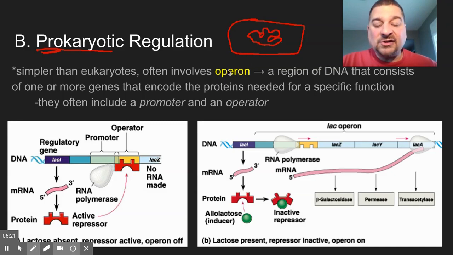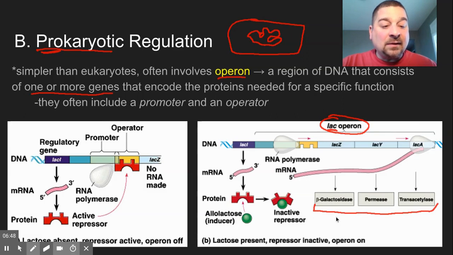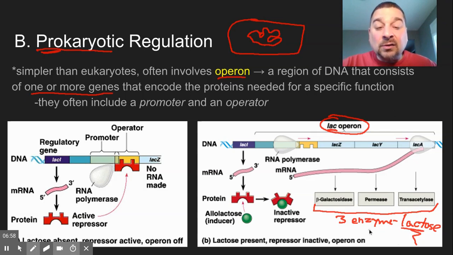Again, they don't need to make all their genes all the time either. Scientists have found most of their genes are controlled by what we call an operon. It's a region of the DNA that consists of several genes that make proteins for a specific function. A famous one is called the Lac Operon. Lac comes from these three enzymes down here that are used to break down lactose. Lactose is a milk sugar, which the bacteria, the E. coli, can use for energy.